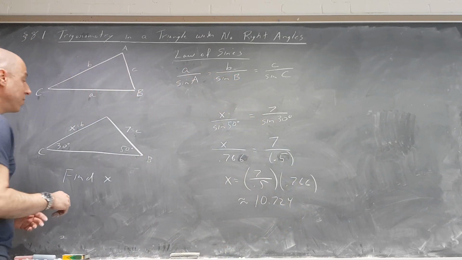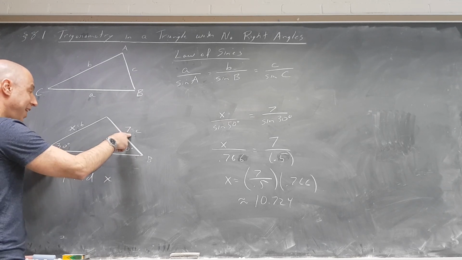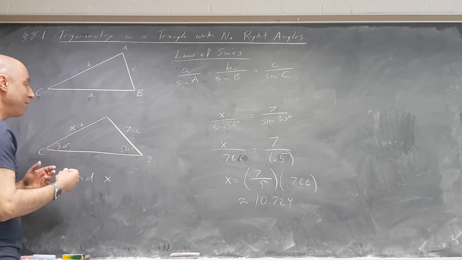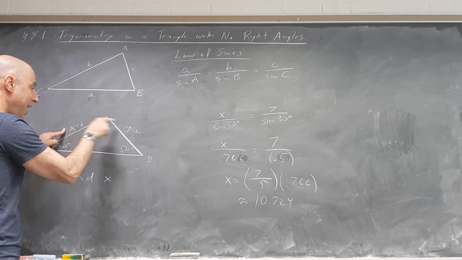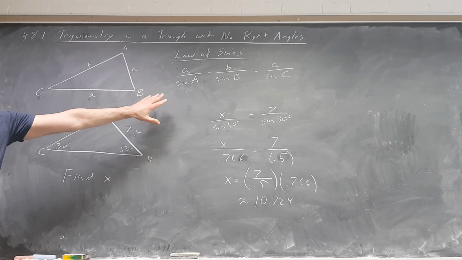So if you know, let's say, two angles, and you know one of the sides opposite to those, and you want to find the other side opposite to those angles, use the law of sines. You could also use the law of sines if I knew both of these sides, I knew one angle, and I wanted to figure out the other angle. You could also use the law of sines.